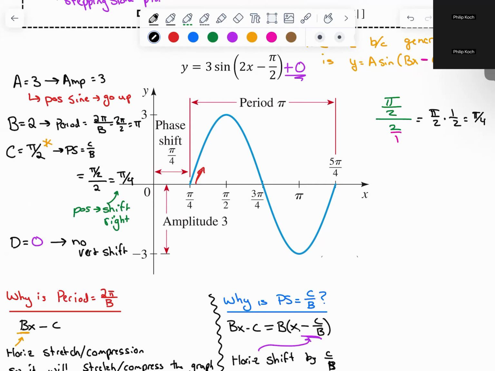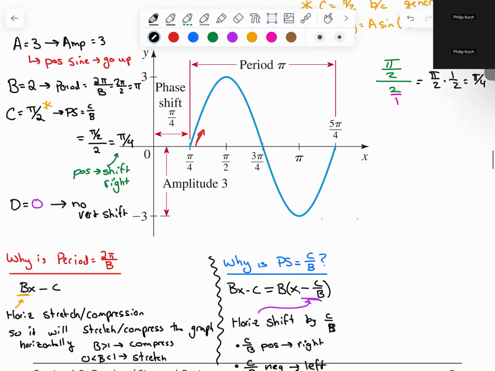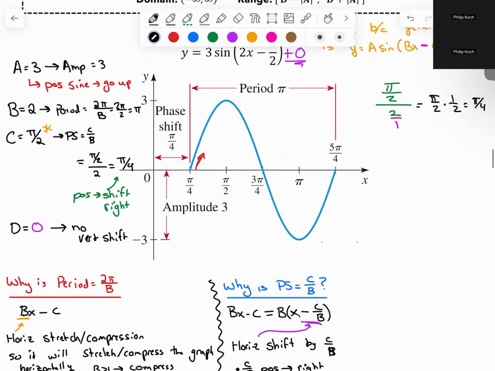A lot to go over. Then, the quarter period, the QP. This is usually off on the side. I'm going to erase this now, but if you need me to put it back up there, just let me know. The QP, the quarter period, is equal to the period divided by 4. That's pi over 4.